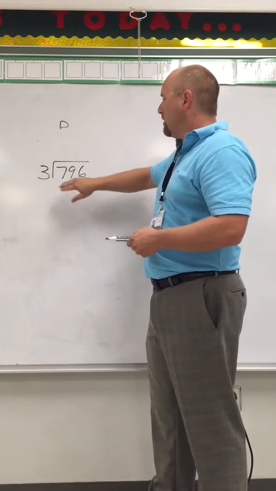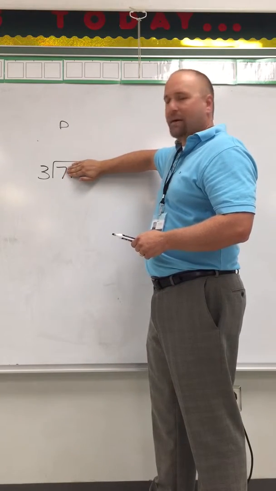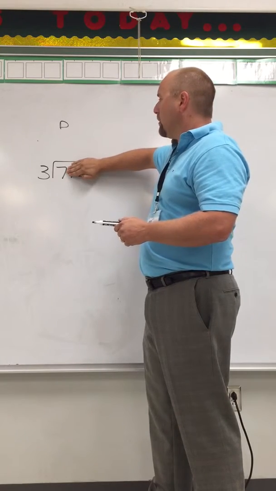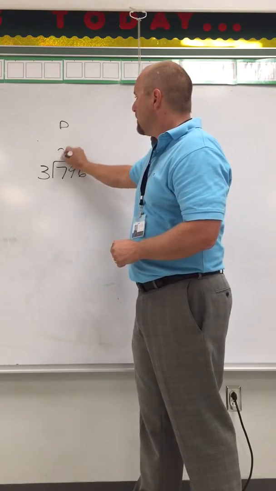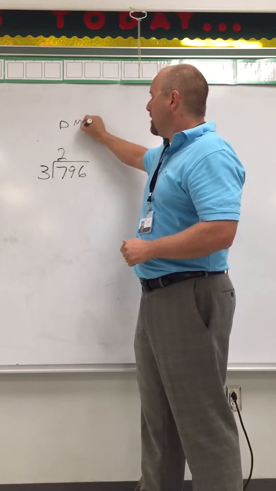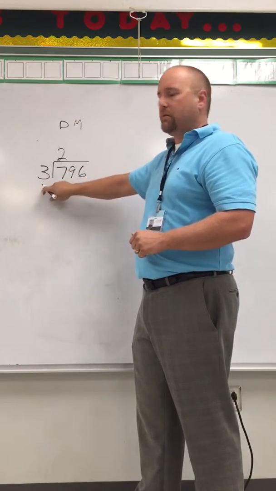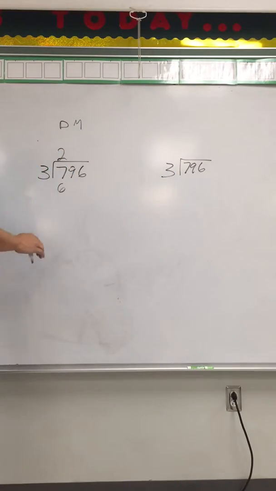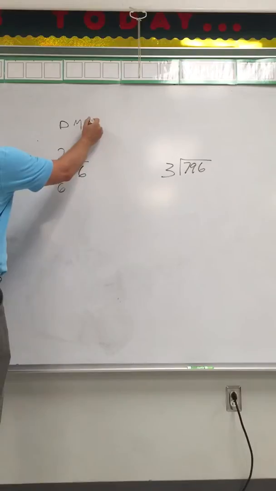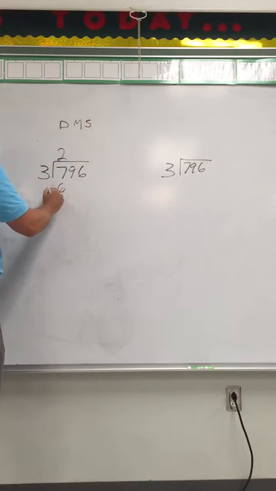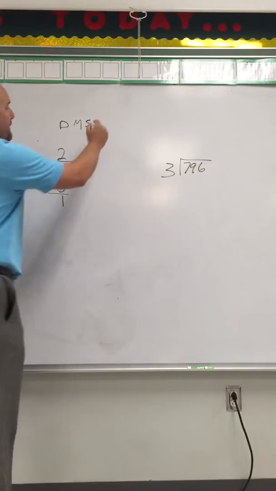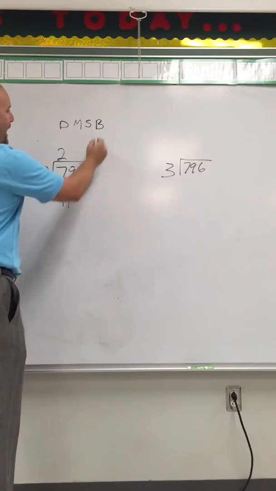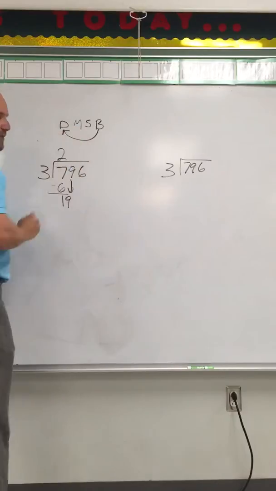Okay, and I ask myself, how many times will 3 go into 7? Okay, so 3 will go into 7 2 times. Now I'm going to do multiplication, and I take 2 times 3, which equals 6. After I've multiplied, I'm going to subtract 7 minus 6, and I'm going to get 1. Then I'm going to bring down the 9. After I bring down, I always go back to division.